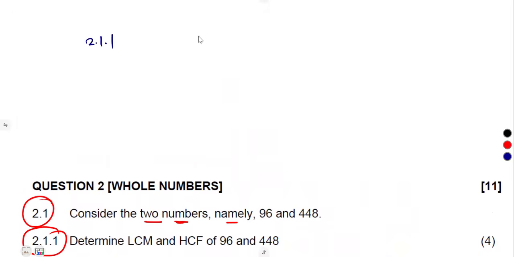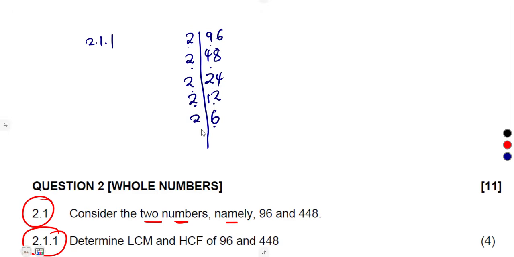All right, just 96. The smallest number is 2. 96 divided by 2, that's 48. We can also try 2. 48 divided by 2, that's 24. We can try 2 again. 24 divided by 2, that's 12. By 2 again, 12 divided by 2, that's 6. 2 again, 6 divided by 2, that's 3. We cannot use 2 this time, so we're going to use 3. So 3 divided by 3, that's a 1.